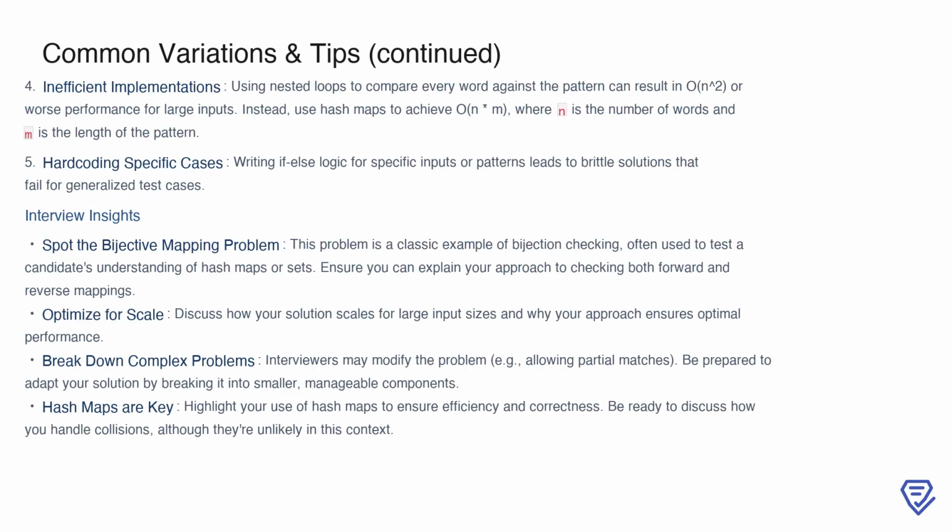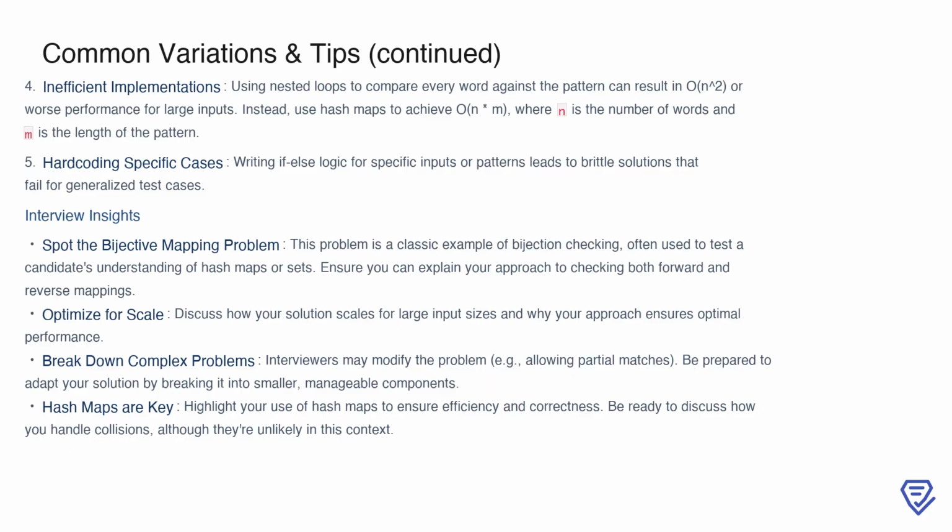Now, another pitfall to watch out for is inefficient implementations. Using nested loops to compare each word with the pattern can lead to quadratic or worse time complexity, which will be too slow for large datasets. Instead, leveraging hash maps can reduce the complexity to O(n * m), where n is the number of words and m is the length of the pattern, making your solution much more scalable. It's also important to avoid hard-coding solutions for specific cases, such as adding if-else branches for particular patterns or inputs. These approaches are brittle and won't generalize to other test cases.